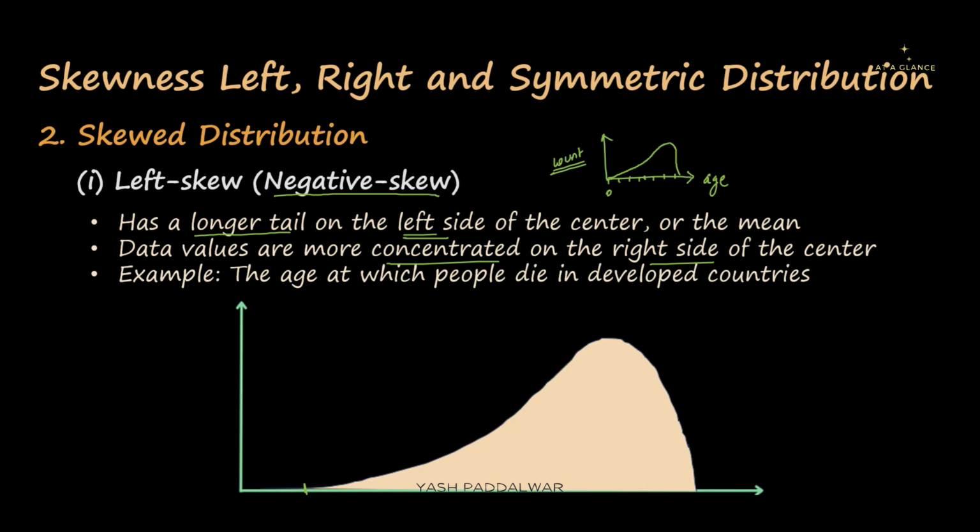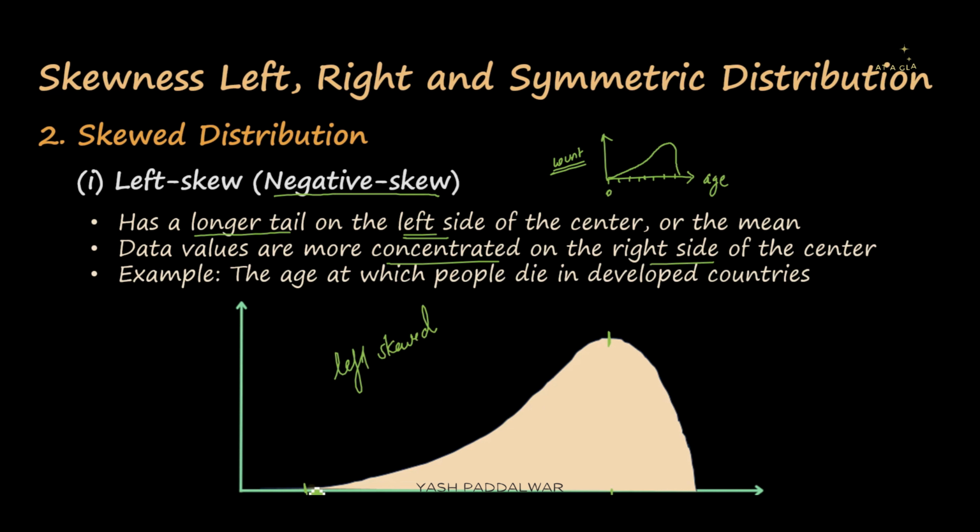The number of people who are dying at this particular age in developed countries is obviously lower in count, whereas if we compare at this particular point, this is the age where more people die. So you can see that as the age increases, there are high chances that people will die. So this is a left skewed distribution. Why is it called left skewed?